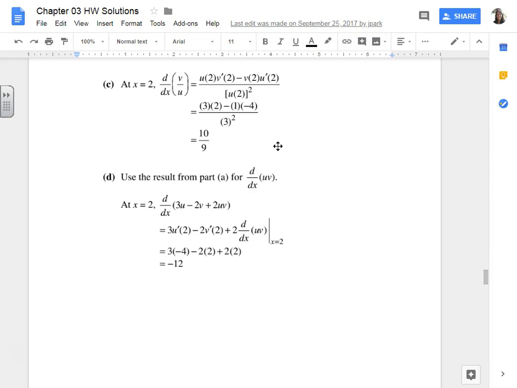All right, so then we have 10 ninths, right? And then negative 12? Negative 12 minus 4 is negative 16. Negative 16 plus 4 is negative 12. V of 2. You mean V prime of 2?